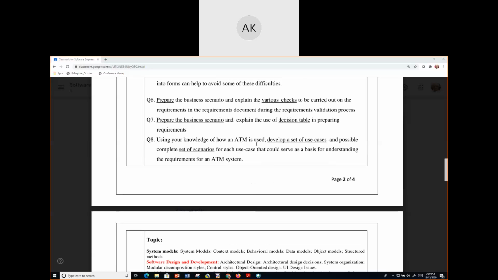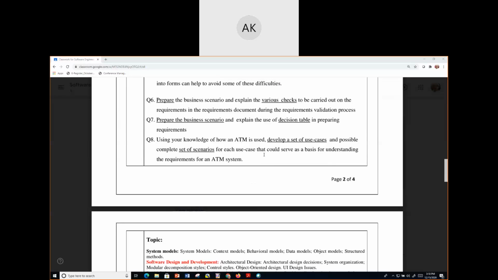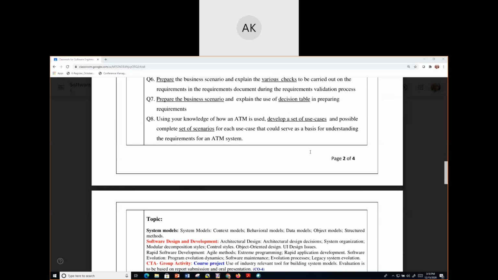Using your knowledge of how an ATM is used, develop a set of use cases and a possible complete set of scenarios for each use case that could serve as a basis for understanding the requirements for an ATM. Use cases can be used for understanding system requirements also.